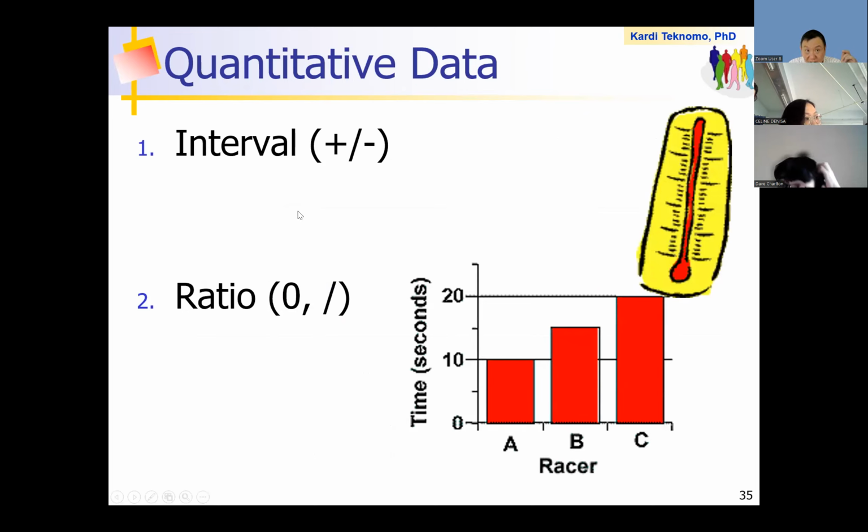Next you have quantitative data. In quantitative data we have 2 types. One is called interval type. The second one is called ratio type. The highest is ratio type. In interval type you can add and minus, but you cannot multiply, you cannot divide. In ratio type you have 0. In interval you don't have 0. So temperature is an example of interval.